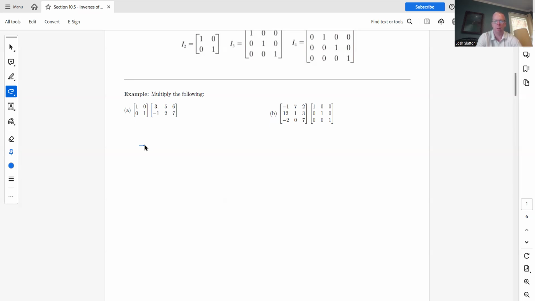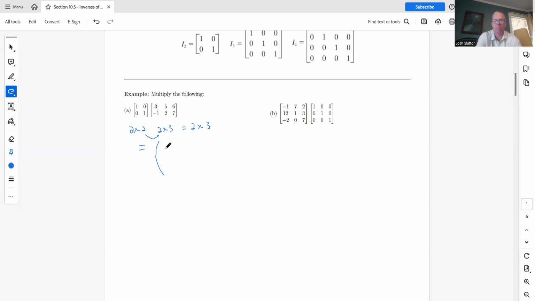But we'll show this. If you remember from the last section where we were multiplying, let's first get the size. We have a 2 by 2 here and a 2 by 3 here. We can only multiply if these middle numbers match, and they do. Then the answer is going to be a 2 by 3 matrix, which is the outside numbers.